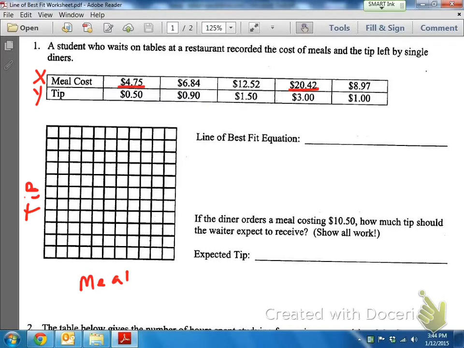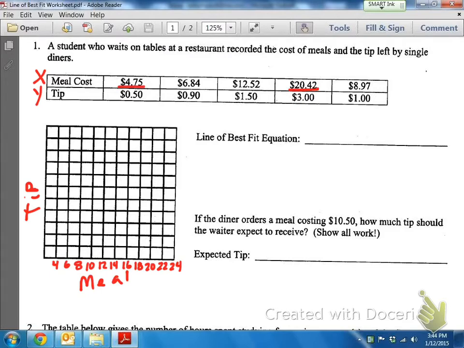So let's do this. I'm going to do 4, and I'm actually going to go by 2s, so there's actually 6 there. So 4, 6, 8, 10, 12, 14, 16, 18, 20, 22, 24. So I actually went by 2s that time. And again, I don't have to label every line. You can if you want, like I can do 6, 8, 10, 12, 14, 16, 18, 20, 22. But you don't have to label every line.